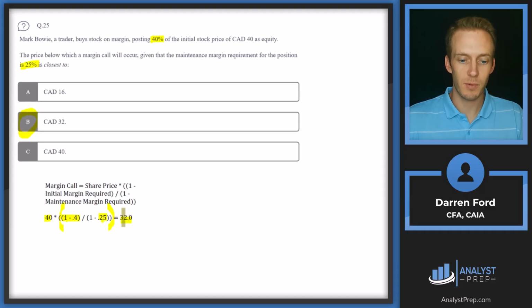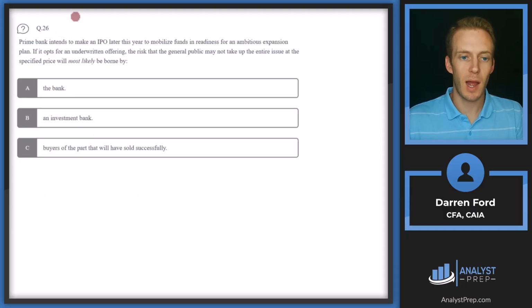And again, what this number, this 32, is telling us is that we won't need to post any additional margin until the stock price goes down to $32. But once it hits that $32 threshold, we no longer have enough equity in our position, so we'll need to post additional funds or sell. Answer B. Question 26.